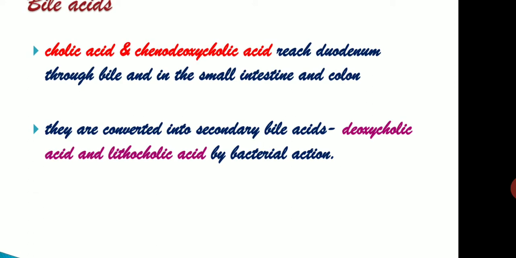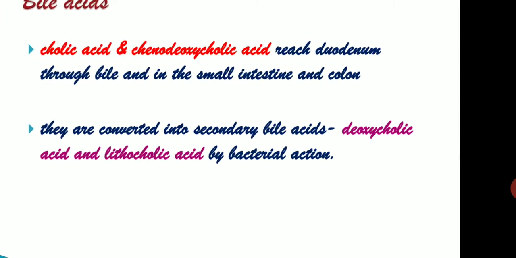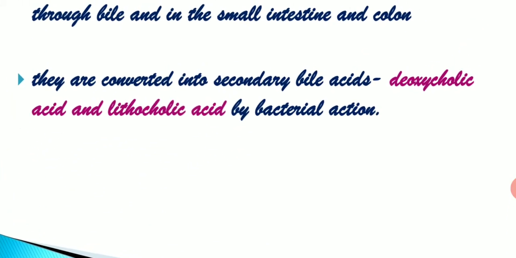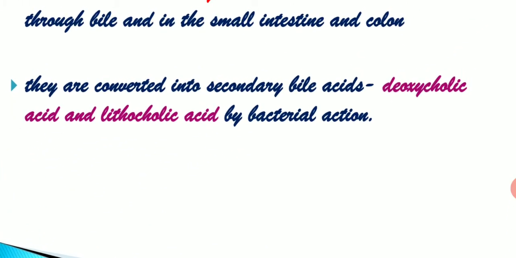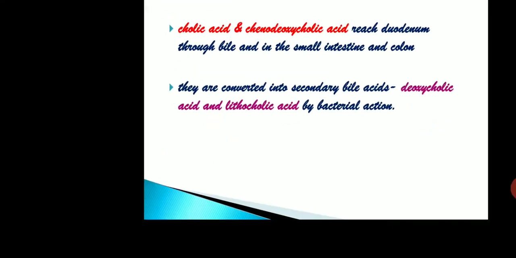The cholic acid and the chenodeoxycholic acid reach the duodenum through the bile and then the small intestine and colon. They are converted into secondary bile acids, that is deoxycholic acid and lithocholic acid, by bacterial action.